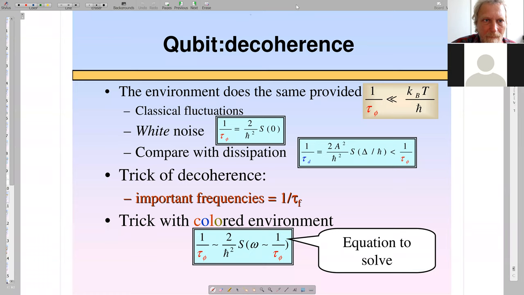But that's classical noise. But believe me, the environment does the same, provided the frequencies are smaller than temperature in energy units, because in this case the fluctuations are classical, somewhat. The noise is not quantum, it's just the same as classical noise at frequencies which are smaller than temperature in frequency units.